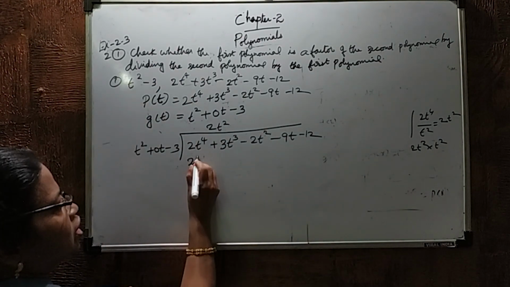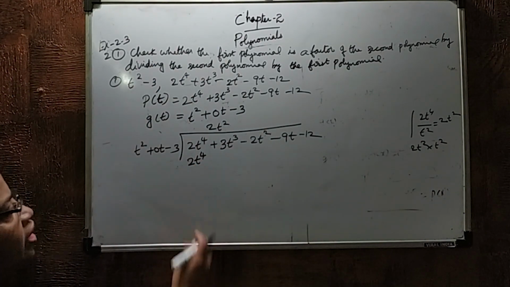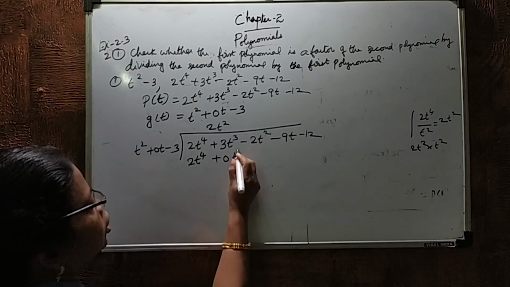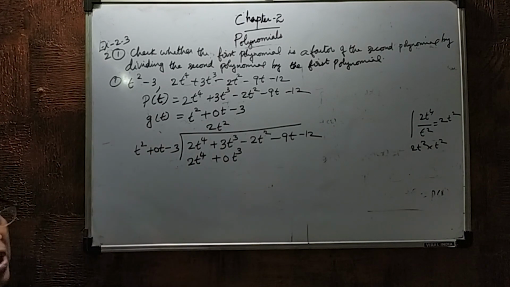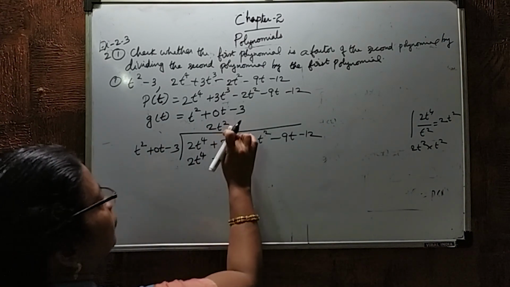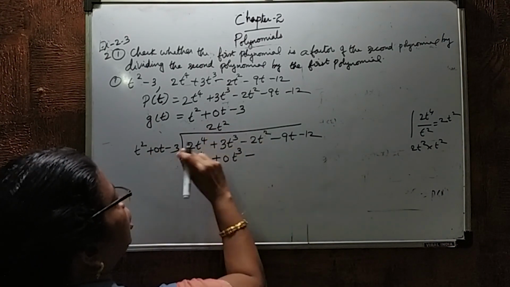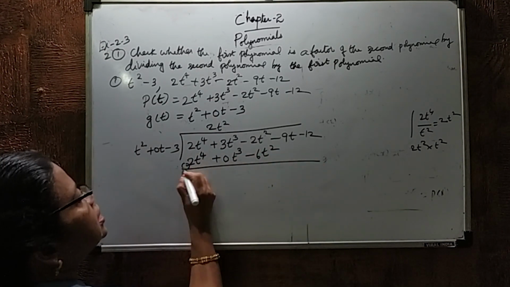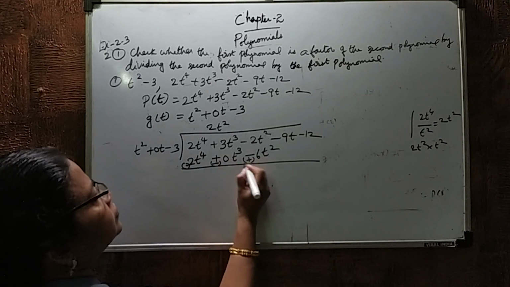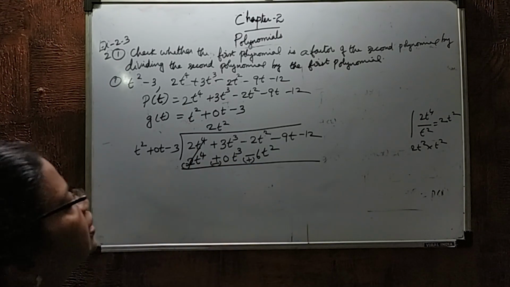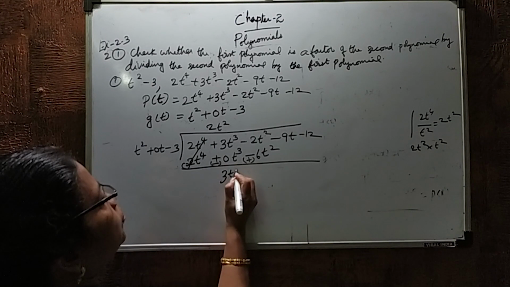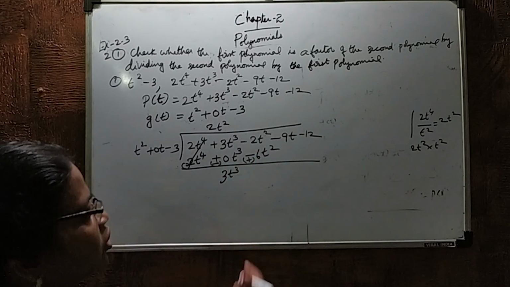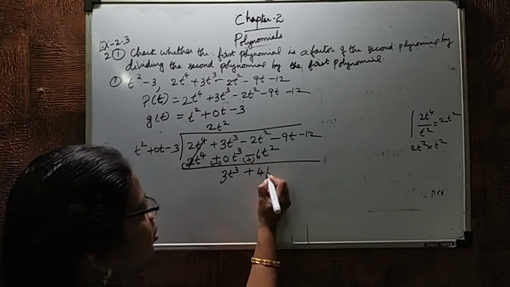So it is 2t raised to 4. Again 0 into 2 it is 0. T cube, t square into t it is t cube. Then minus 3 into 2, 6t square. Now take the additive inverse. So it is cancelled. Then here it is 3t cube. Here minus 2t square plus 6t square. So it is plus 4t square.